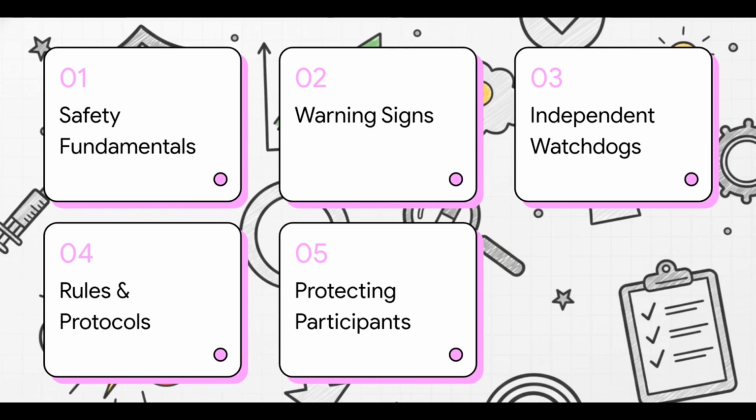So, we've organized this explainer into 5 core safety pillars. This is our agenda. 1. Clinical trial safety fundamentals. 2. Identifying the warning signs. 3. The independent watchdogs. 4. Rules, protocols, and compliance. And 5. Protecting trial participants.